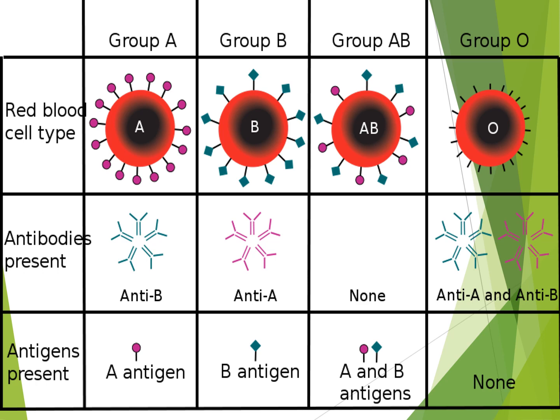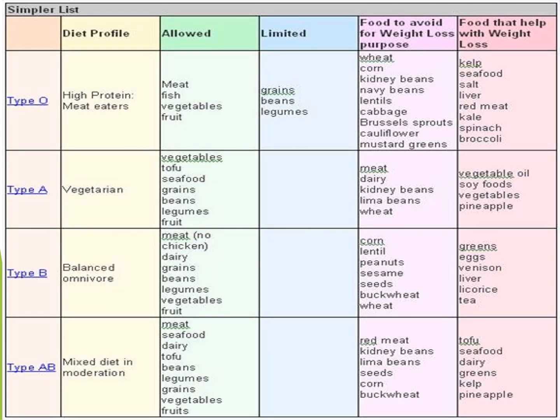So of course, this shows you the red blood cell types, right? Group A, B, AB, group O, and the antibodies that are present, depending on what will form when they receive certain kinds of blood. So again, this is just a little list here where you see the diet profile, what's allowed, what's not allowed, foods to avoid for weight loss purposes, depending on the blood type, okay?